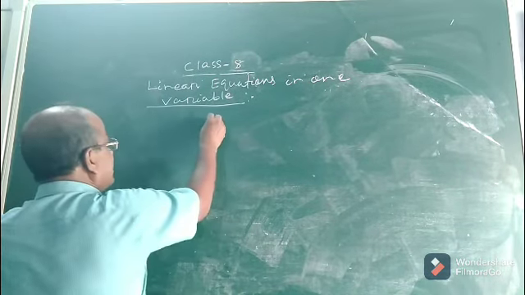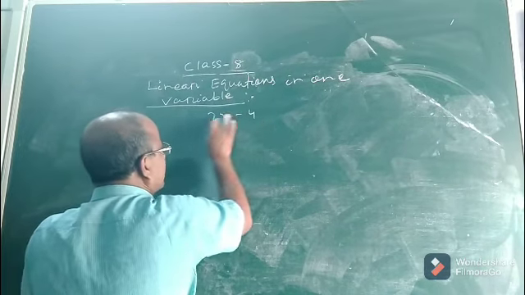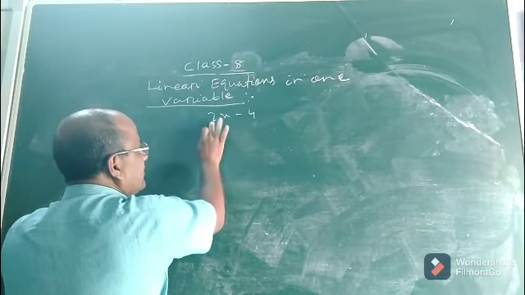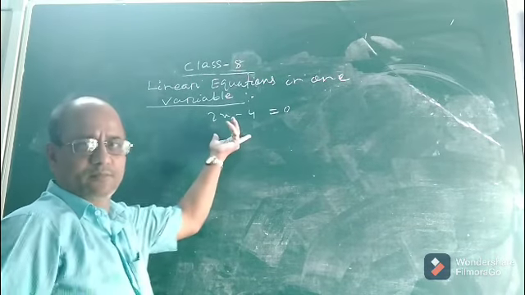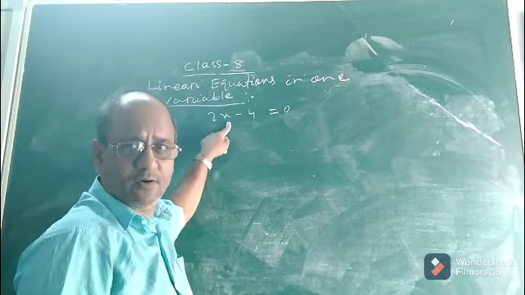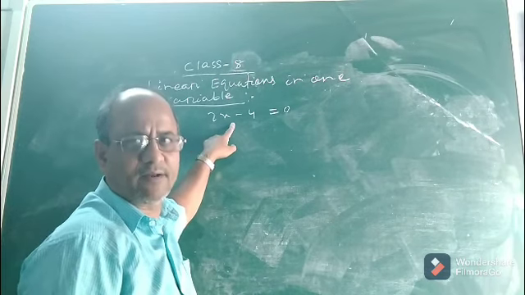For example, let us take an algebraic expression, say 2x minus 4. This is an algebraic expression, or a binomial, whatever you say. Suppose it is equal to 0. Here x is a variable. What is x? x is some variable or unknown.